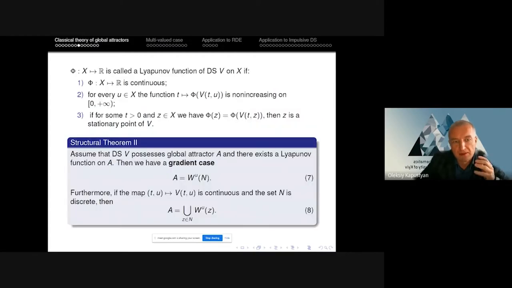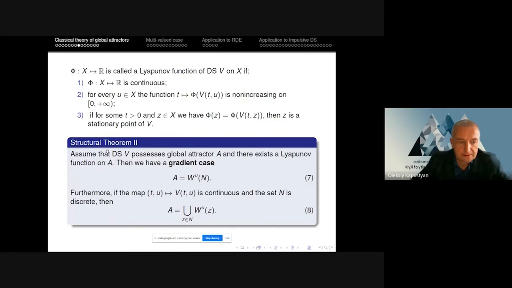And after that, we should also introduce the notion of Lyapunov functions. A function phi, defined on some subset X, is called a Lyapunov function of dynamical system V on this set X if phi is a continuous function. The second assumption is that the function phi must be non-increasing along every trajectory. And the third assumption is that if phi of z equals phi of V_t z for some moment of time t, then z is a stationary point of phi.